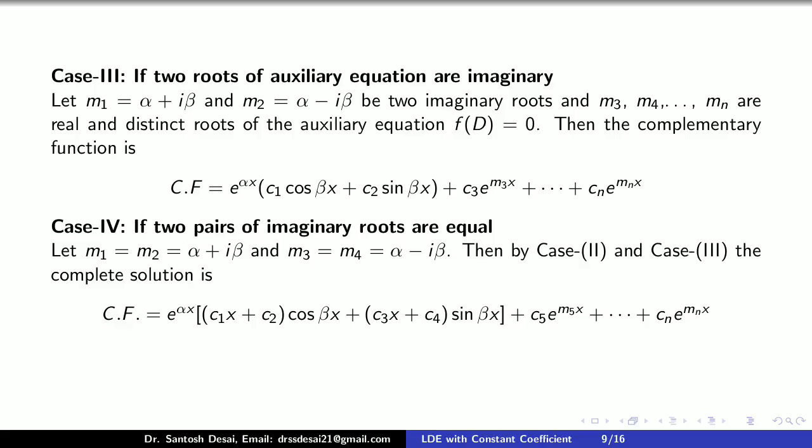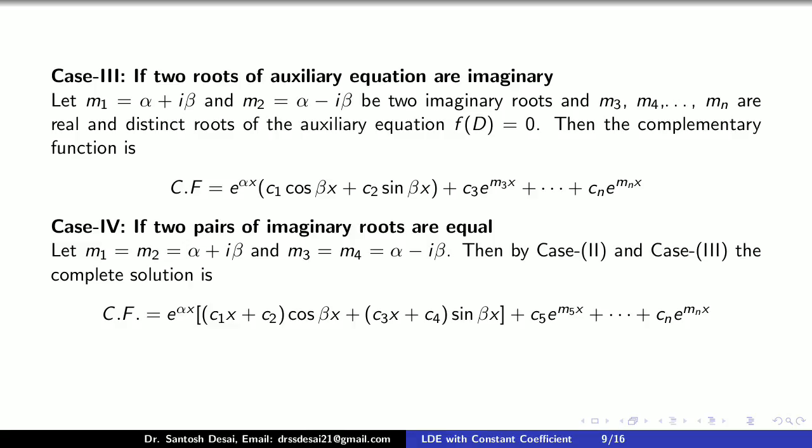So when two pairs of imaginary roots are equal, then we take case 2 and case 3, and in this case the complementary function is written as, first you write e raised to the real part into the independent variable x into, now the roots are repeated two times, therefore we take the term (c1x plus c2) into cos beta x because the roots are imaginary, plus (c3x plus c4) into sin beta x, and the remaining are again real and distinct.